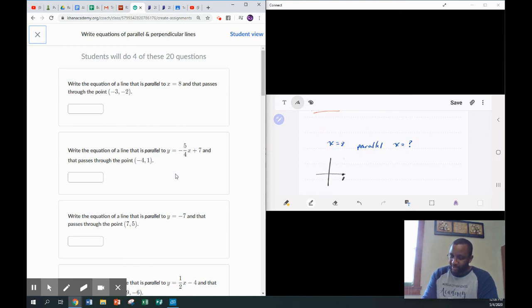And this line, this is x equals 8. So if it's parallel, it's going to also be completely vertical. So they tell us it goes through the point (-3, -2). So since the x value is right here at the -3, this must be x equals -3. Because the point (-3, -2) is 1, 2, 3, 1, 2, about here. And so this is where that line would have to be. So x equals -3 has to be our answer, and that's what I plug in there.